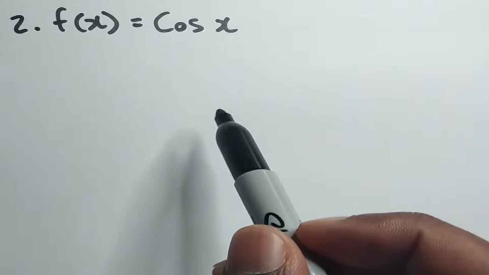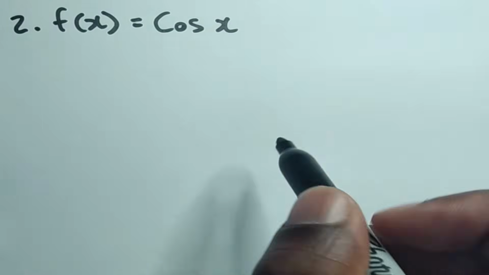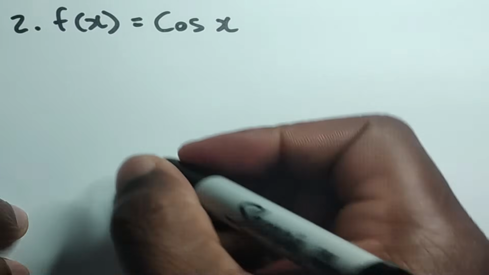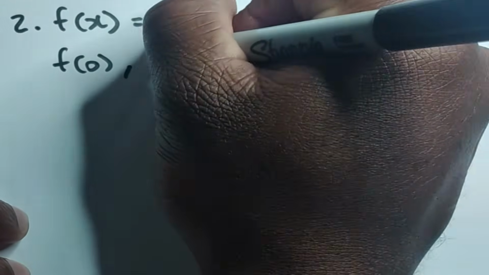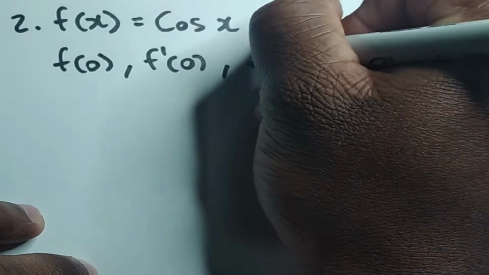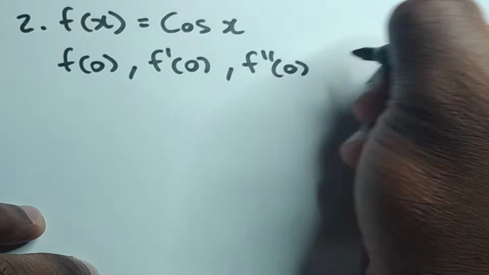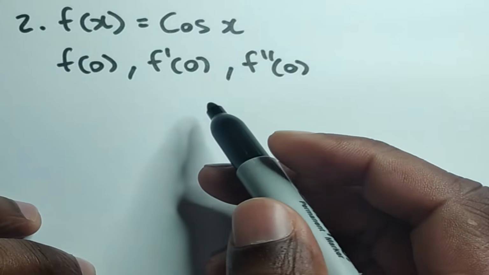Now let's look at another example. What if we had f of x is equal to cos x, all right? So again, we want to find the things that we're going to outline here. We want to find f of 0. We want to find the result that we'll obtain when we sub 0 into the first differential of f of x. And we also want to find the result that we'll obtain when we sub 0 into the second differential of f of x, all right?